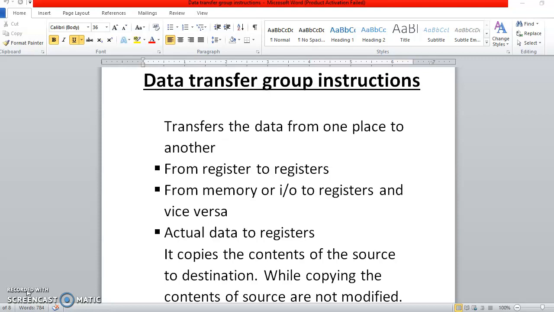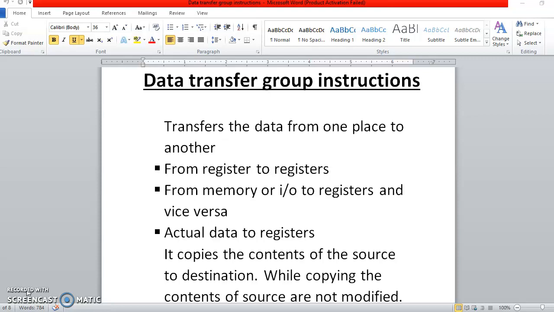We have already studied the different groups of instructions in 8085. Which are those? One is the data transfer group instructions, arithmetic instructions, logical instructions, branching instructions, and machine control or interrupt related instructions. So today we will be discussing the data transfer group instructions.